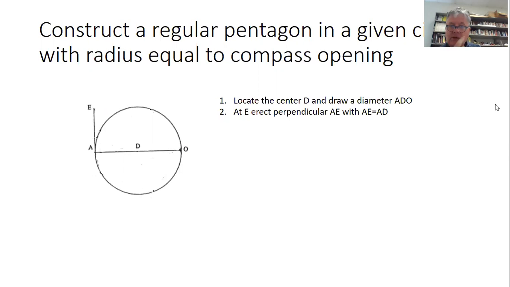Okay, so given a circle that has the radius that we want, we find its center. That was a homework problem. And then we just draw in any diameter. Okay, so at one end of the diameter, we erect a perpendicular, and we let that perpendicular be the length, the radius of the circle. So remember, AD is the radius of the circle, and with our rusty compass, we can put that anywhere we want. So AE equals AD.